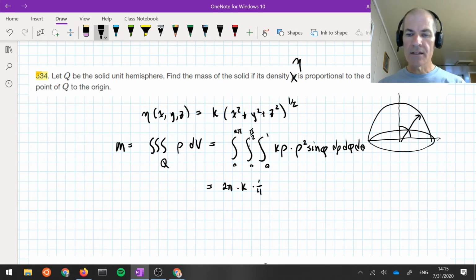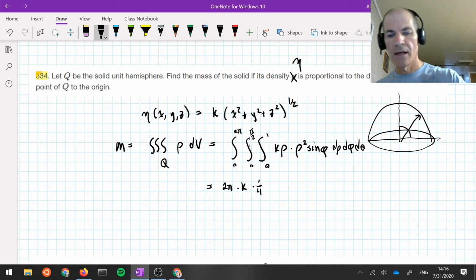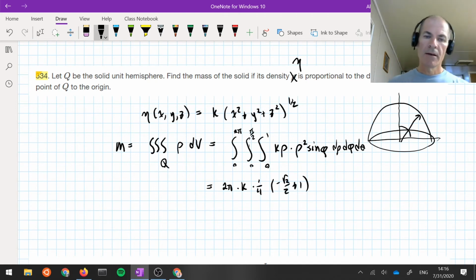And the last thing to consider is the integral in phi. When we integrate sine of phi with respect to phi, we get minus cosine of phi. And that's going to lead us to plugging in pi over 2 and 0. We're going to get minus root 2 over 2 plus 1. So that expression altogether is the mass of this hemisphere using this particular density function.